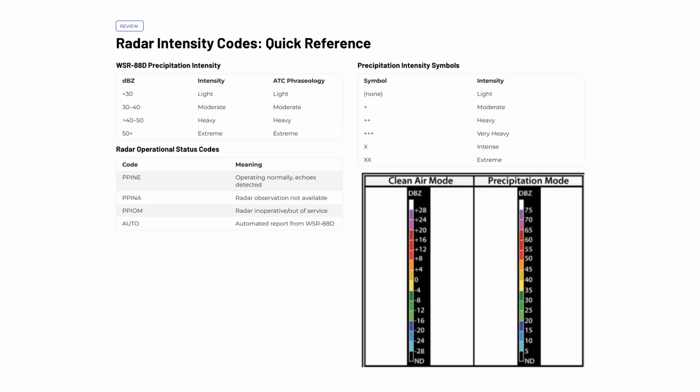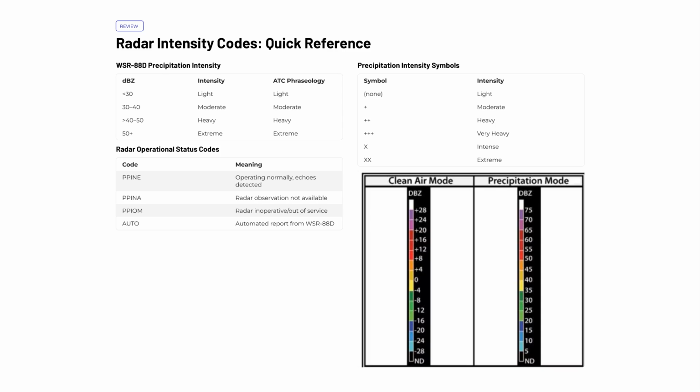Let's take a moment to review the key reference information covered in this section. When interpreting WSR-88D radar returns, intensity is measured in decibels of reflectivity, or dBz. Returns below 30 dBz indicate light precipitation. 30 to 40 dBz indicates moderate, 40 to 50 dBz indicates heavy, and anything above 50 dBz is considered extreme. These same terms, light, moderate, heavy, and extreme, are used directly in ATC radar weather advisories, so the terminology translates straight from the radar reading to the phraseology you'll use on frequency.